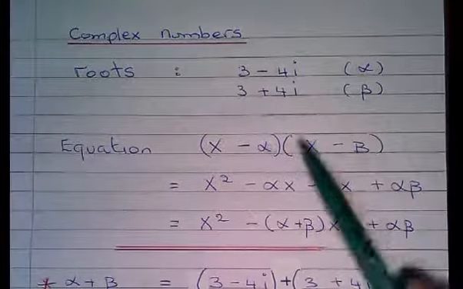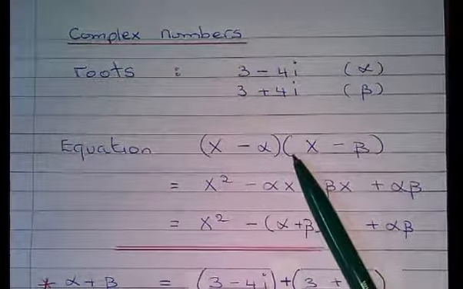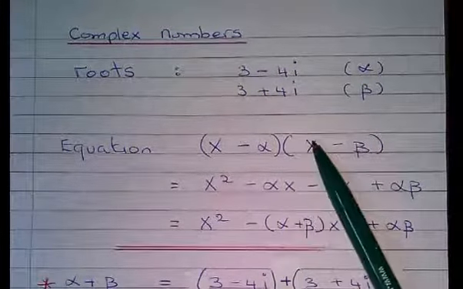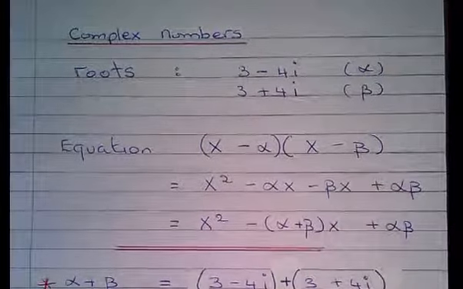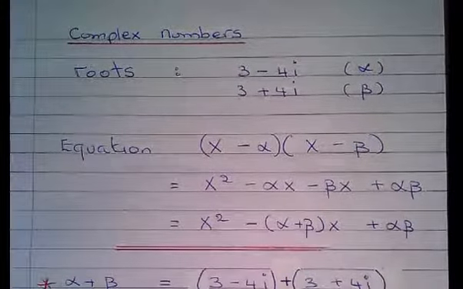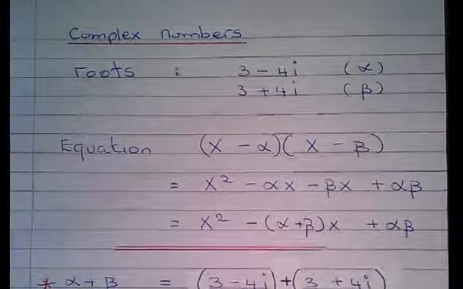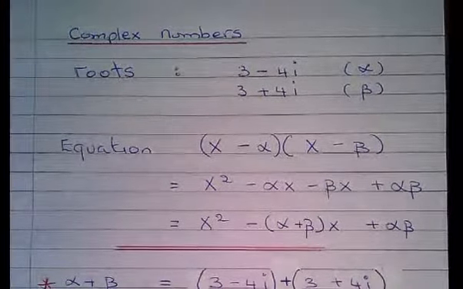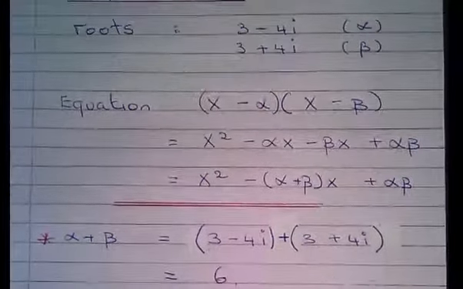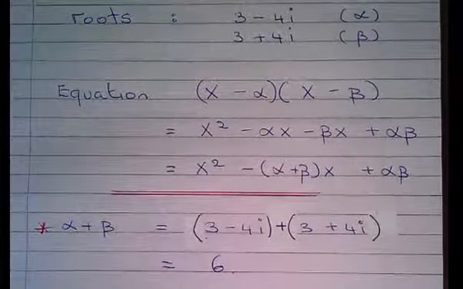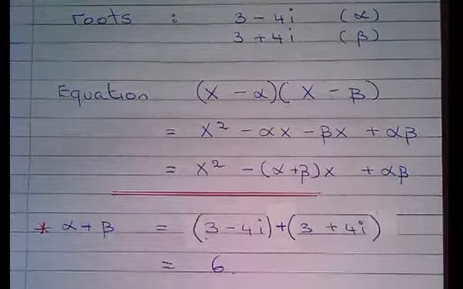Okay. So the equation is (x minus alpha) times (x minus beta). This is how we build our equation based on those roots. So when we multiply that out, we get x squared minus alpha x minus beta x plus alpha times beta. Now this just matches up with a different question that I have used in this tutorial sheet. So that works out to be x squared minus (alpha plus beta) times x plus alpha times beta.